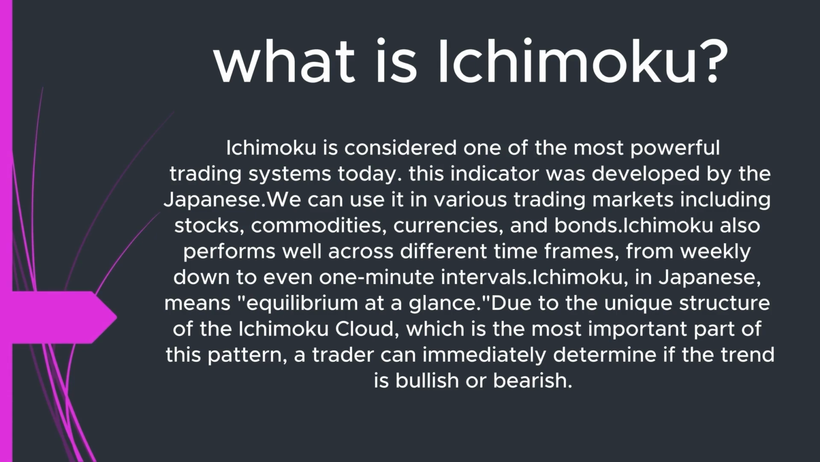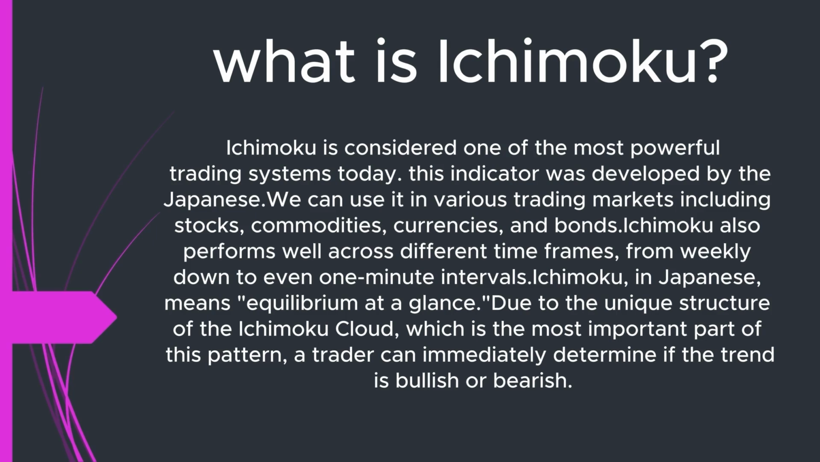Well, as you can see, Ichimoku is considered one of the most powerful trading systems today. Like candlesticks, this indicator was developed by the Japanese. We can use it in various trading markets, including stocks, commodities, currencies, and bonds, meaning it has no limitations. We can utilize Ichimoku in binary options, forex, or even the Iranian stock market, anywhere we work with candlesticks and price charts. Ichimoku also performs well across different time frames, from weekly down to even 1-minute intervals, making it suitable for binary options as well.